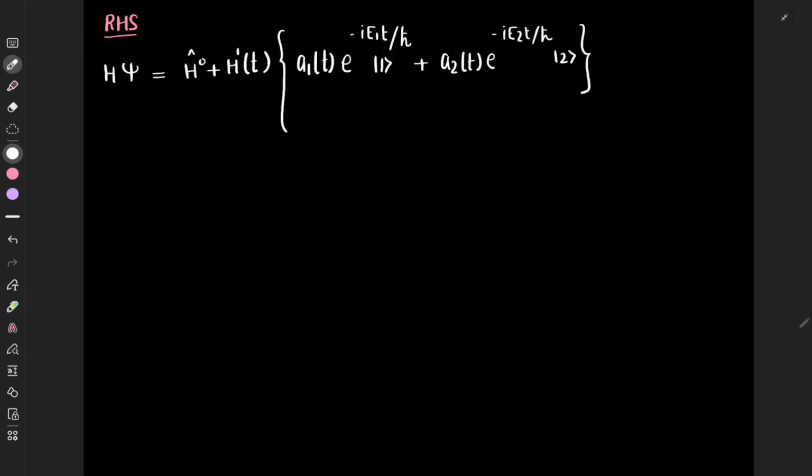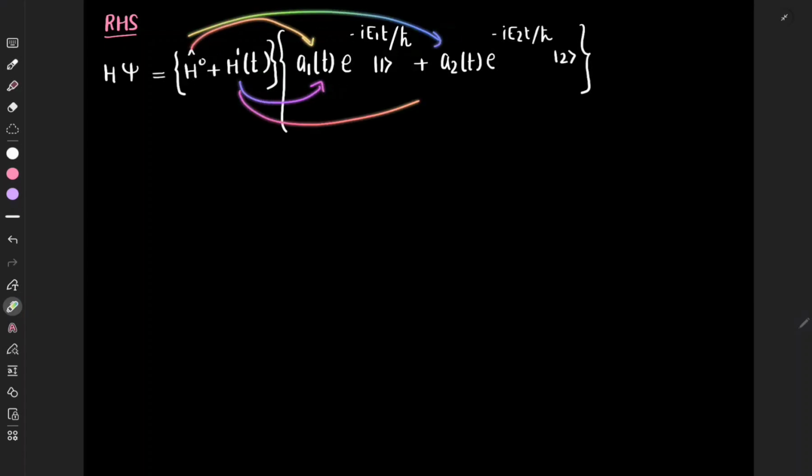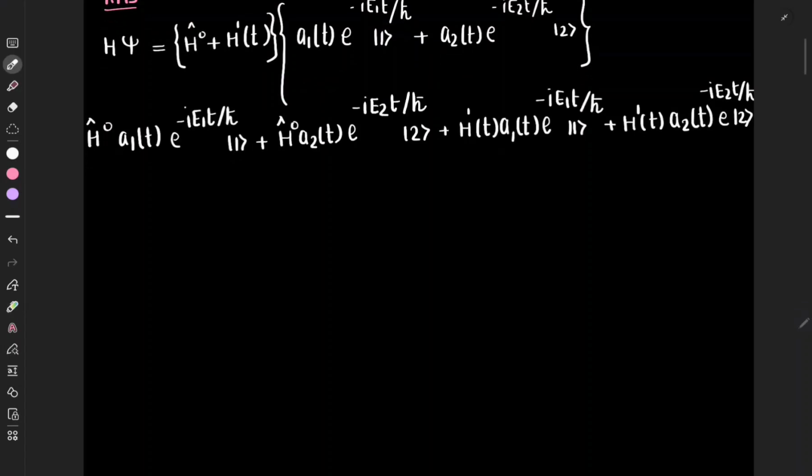You can pause the video, open the bracket and see if the solution matches mine. I'll just give you a brief idea. You just have to multiply this into this, this into this. You will get 4 terms. Just multiply and cross check with my answer. Okay, so now you will get it like this.